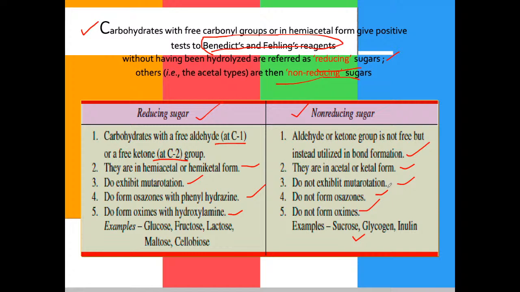And they do not show mutarotation in non-reducing sugars. Reducing sugars show osazone and oxime formation with phenylhydrazine and hydroxylamine, whereas this is not possible in the non-reducing sugar. Examples in the reducing group are glucose, fructose, lactose, maltose and cellulose, whereas the non-reducing ones are sucrose, glycogen and inulin.